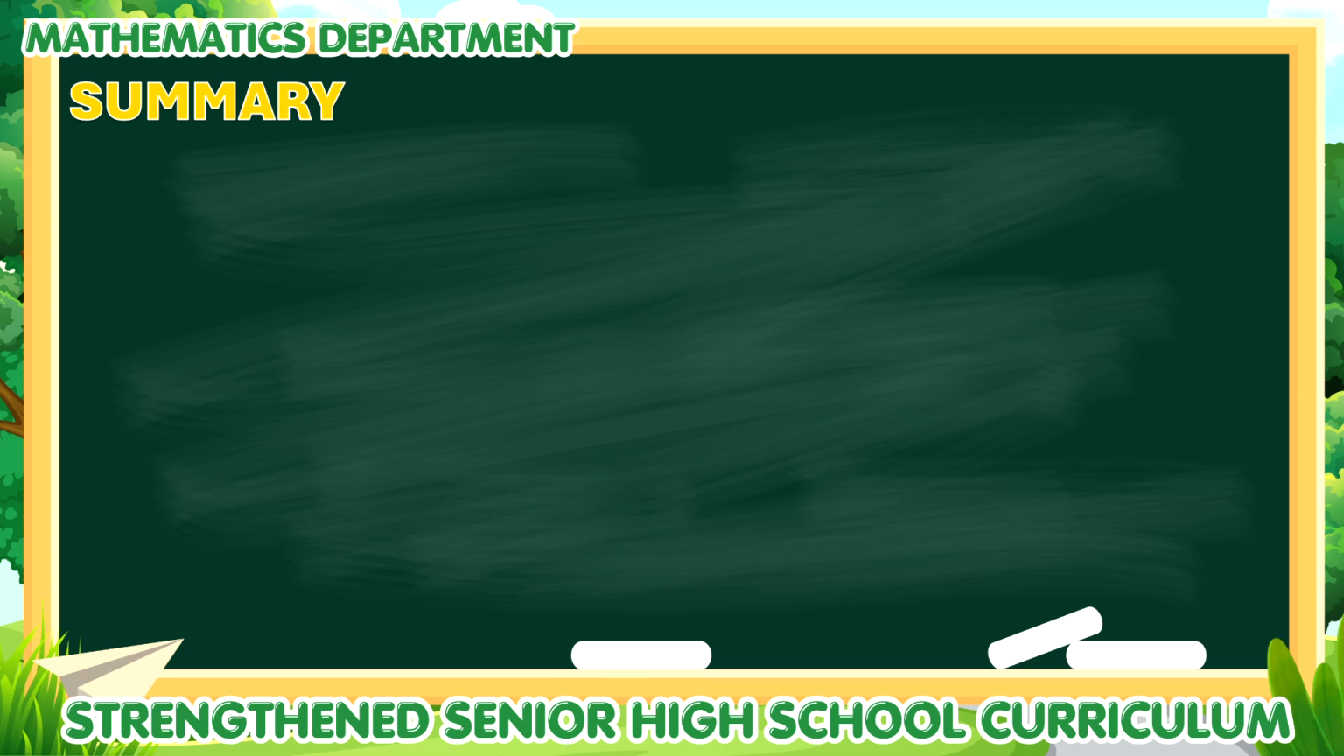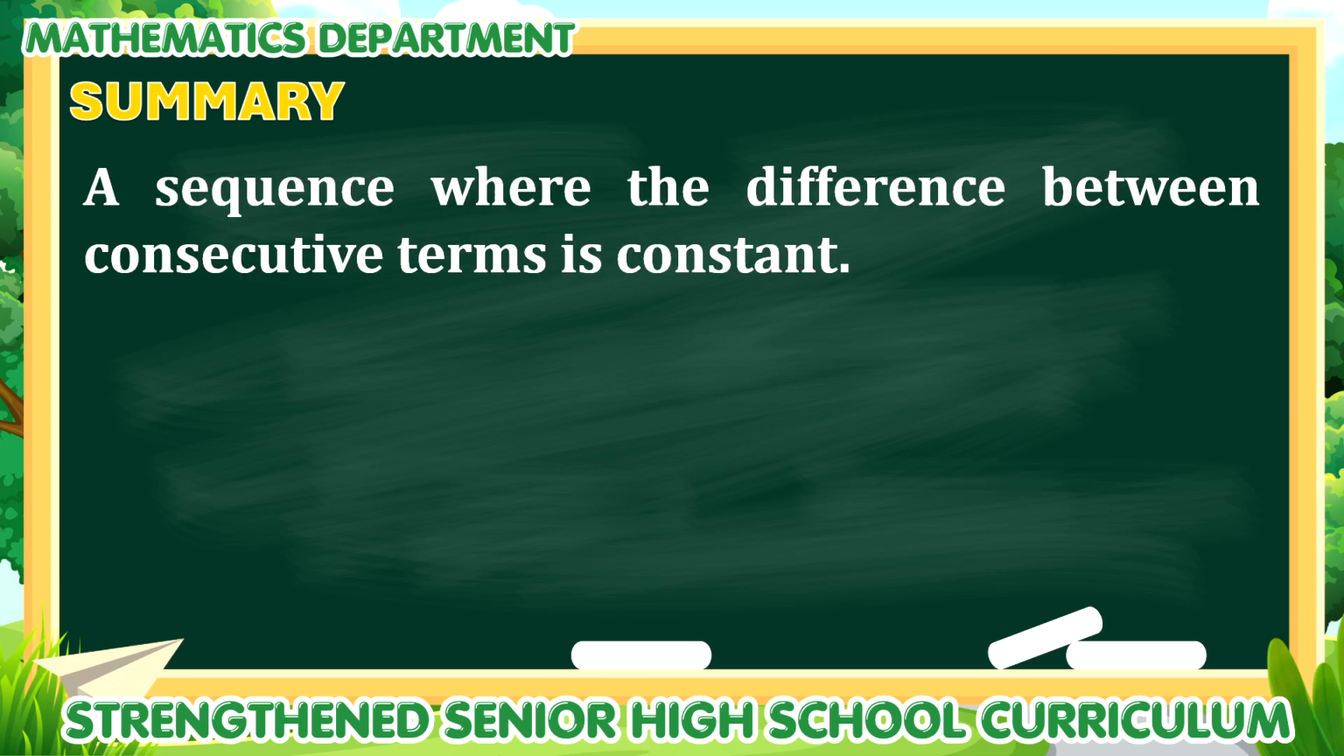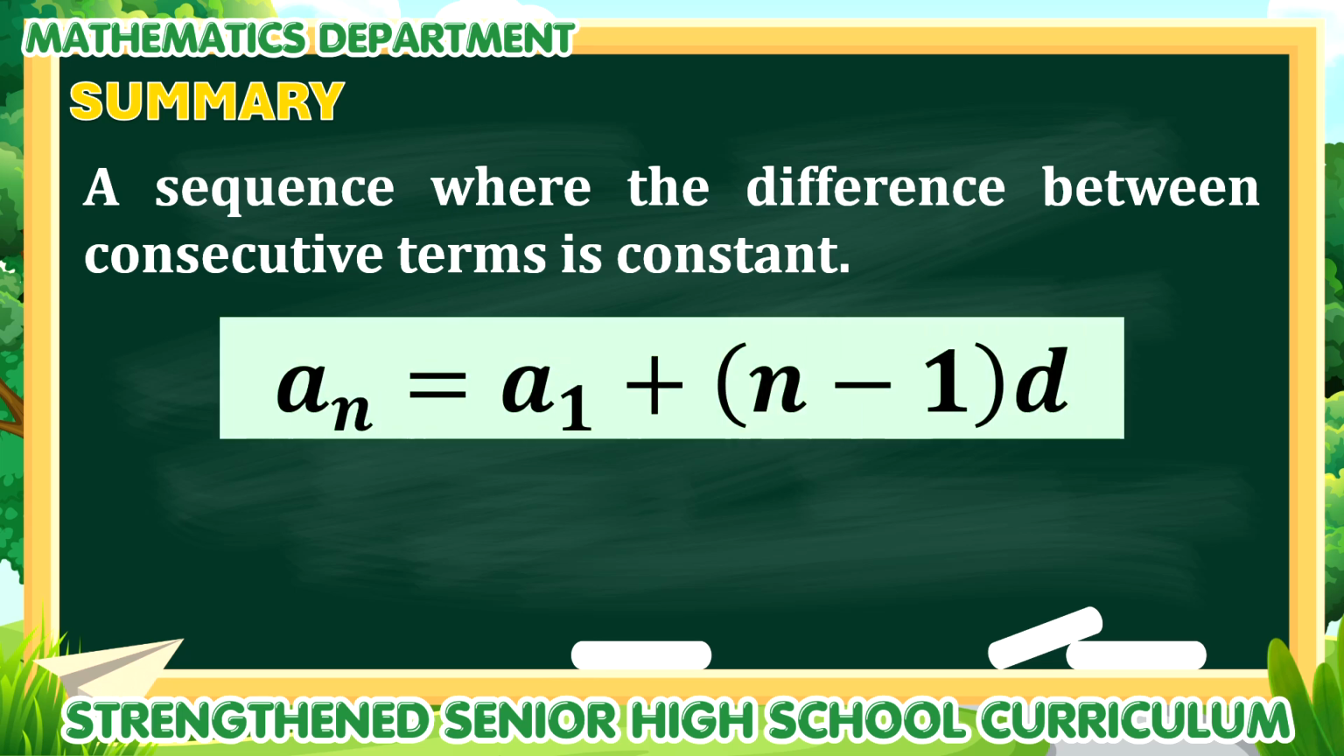So to summarize what we've learned in this video, we defined again an arithmetic sequence as a sequence where the difference between consecutive terms is constant, and that difference is what we call a common difference. And the formula for determining the nth term of an arithmetic sequence is a sub n is equal to a sub 1 plus the quantity of n minus 1 times d.